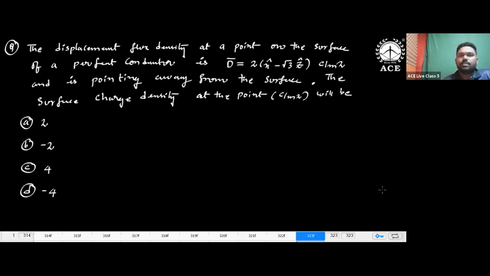The displacement flux density at a point on the surface of the perfect conductor is D. D is this one, pointing away from the surface. The surface charge density at that point will be. Beta, where is this observed? The displacement flux density at a point on the perfect conductor. This is observed on the conductor, beta. It is asking for the surface charge.